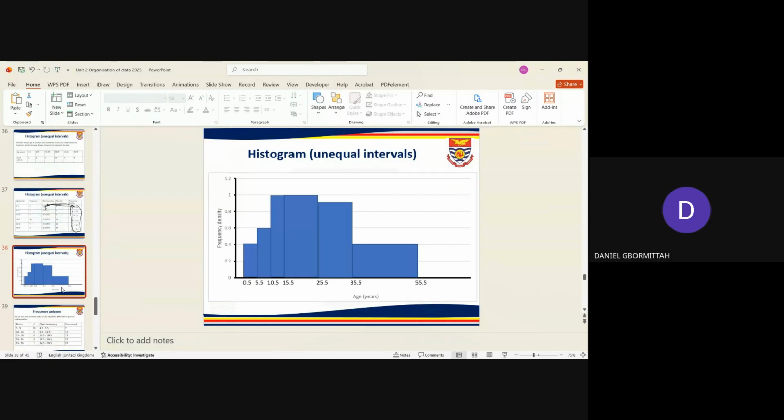And look at them. You see that the last class, 35.5 to 55.5, is almost twice, or even, yes, twice some of the other classes. Any question on the unequal? So here, what we have is frequency density against the class boundaries. Any question on constructing a histogram with unequal class intervals? Any question?